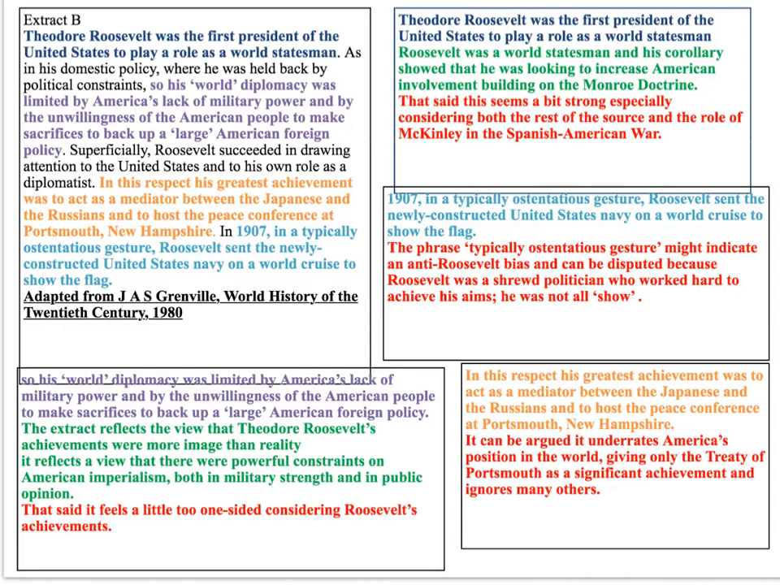The rest of the source goes on to suggest that actually Roosevelt's perhaps not, actually almost disagrees with what's here, actually disagrees with what's at the top.